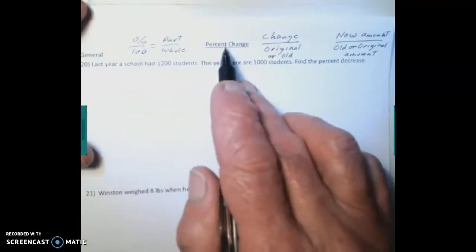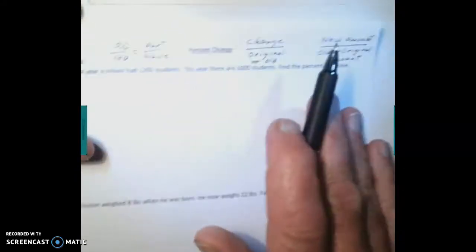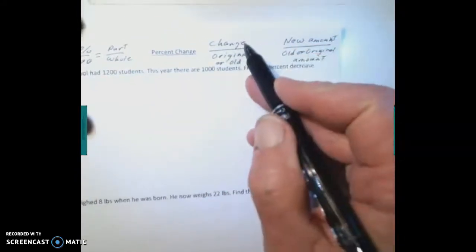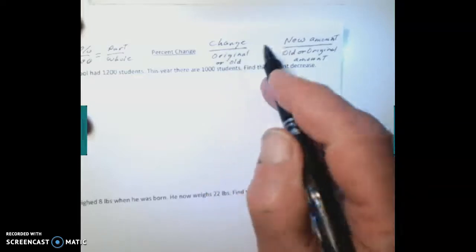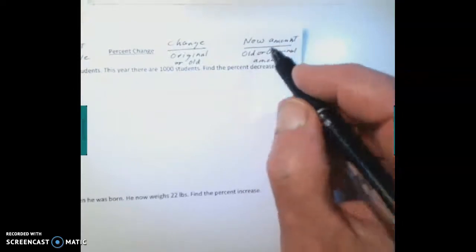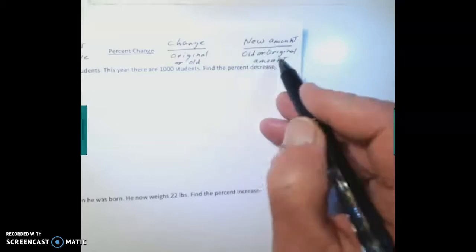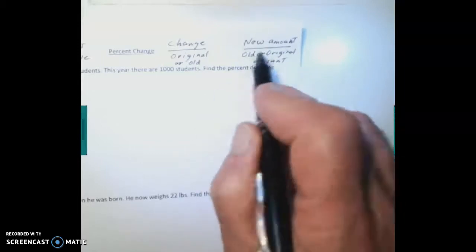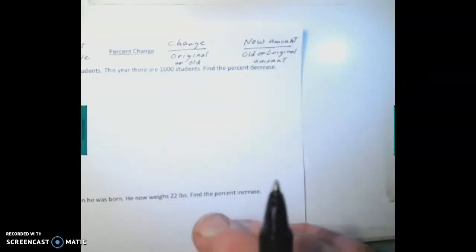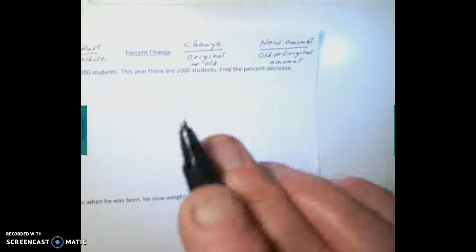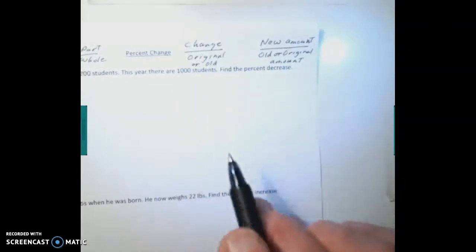When we're talking about percent change, there are going to be two ways we can talk about this part and whole. We can talk about it as the change over the original amount, or the old amount, but we can also set it up as the new amount being our part and having it be over our original amount, okay? Both ways would be a way of handling the change. This first way works best on questions 20 and 21.